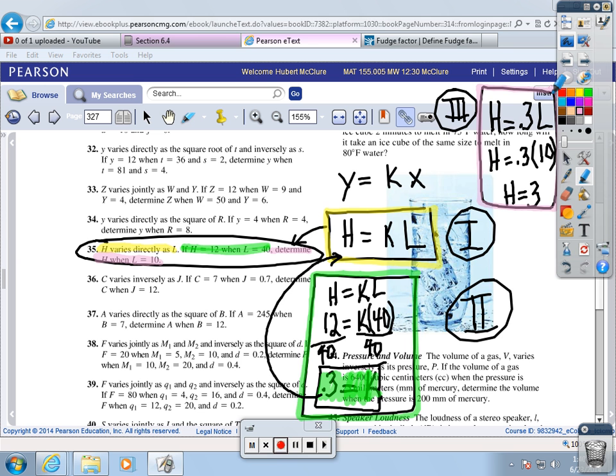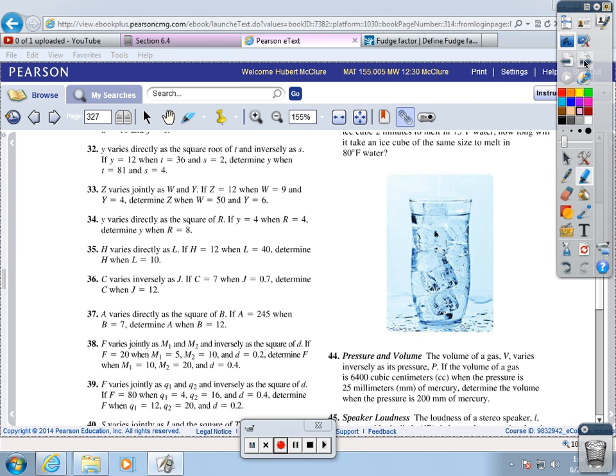Now you do number 36. You do number 36, and then we're going to do another one that's a little bit more challenging. That'll get you pretty much discouraged.